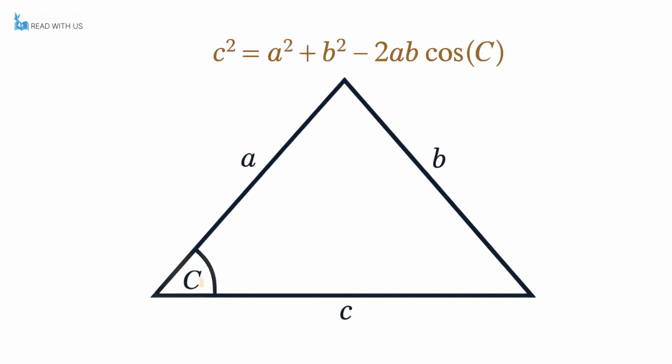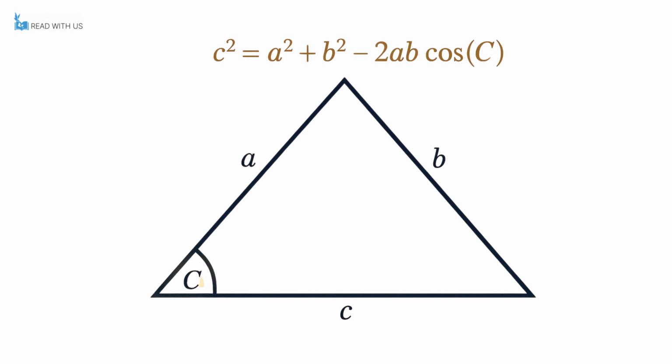Next is the cosine rule. The cosine rule is used when we know two sides and the included angle, or all three sides, and we need to find an angle. The formula is c squared equals a squared plus b squared minus 2ab times cosine of C.